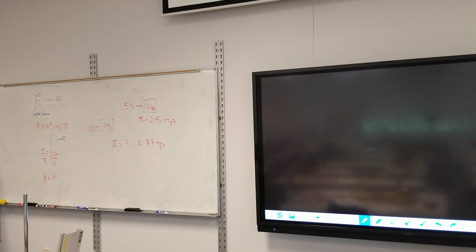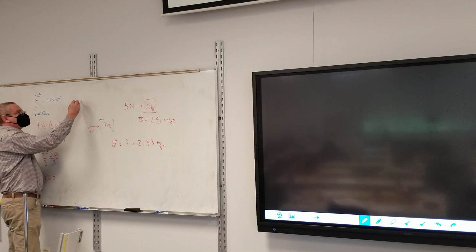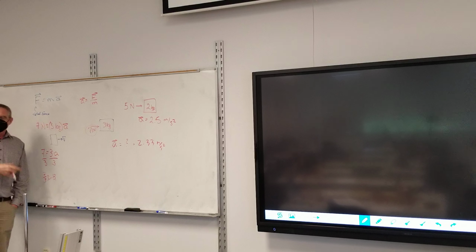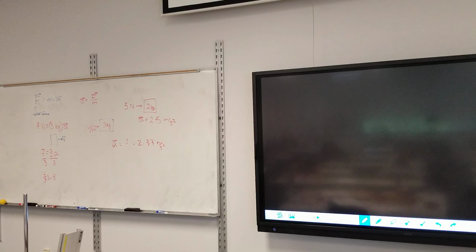Now Newton, when he originally wrote this, didn't write F equals ma. He actually wrote acceleration as force divided by mass, except it was in Latin. This is modern notation for, in essence, what he wrote. All right, questions before I make it look slightly more complicated?